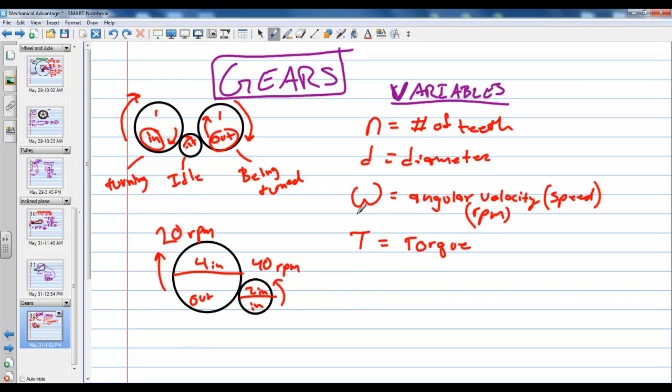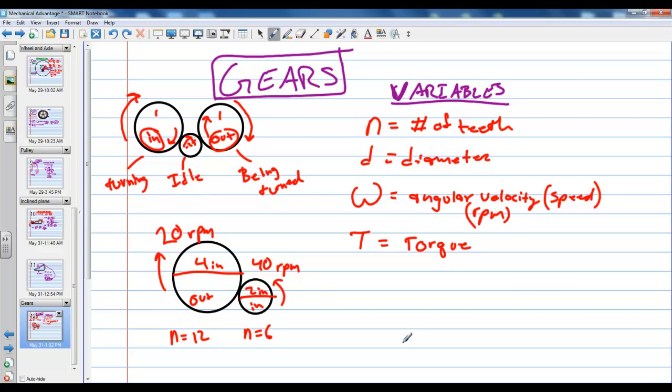So we might know the number of teeth in the input gear right here might be 6, so N is equal to 6. And the number of teeth in the output gear right here might be 12. I know that if this is 20 RPMs and this is 40 RPMs, this one's spinning 40 times per minute. This is twice the size as this one, so then it has to turn half as fast. I also know that if there's 6 teeth on this one, since this is twice as big, it'll have twice as many teeth, so it'll have 12 teeth. I also know that by measuring it, if this is 2 inches in diameter, then this one is 4 inches in diameter. Now I'm still 2 to 1. Okay, so we have all those different things.